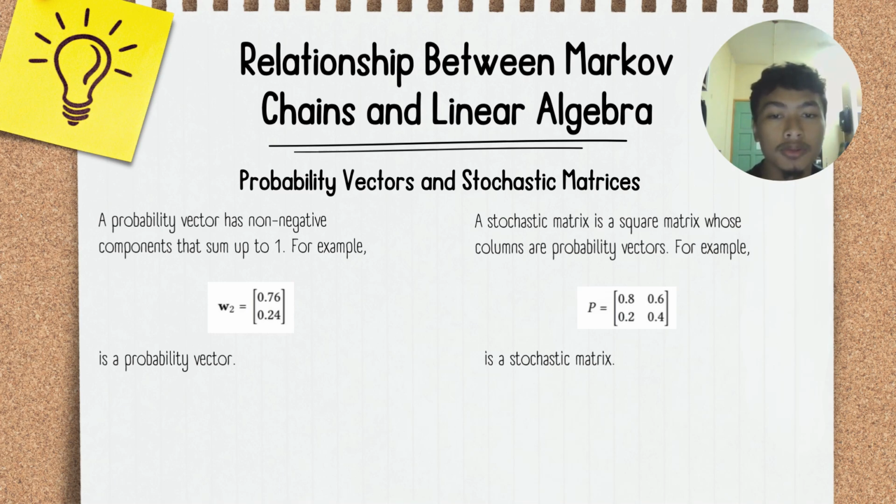For example, W2 equals a matrix of 0.76 and 0.24, which is a probability vector. A stochastic matrix is a square matrix whose columns are probability vectors. For example, matrix P is 0.8, 0.6, 0.2, and 0.4, which is a stochastic matrix, in which every column of the matrix is a probability vector that sums up to 1.